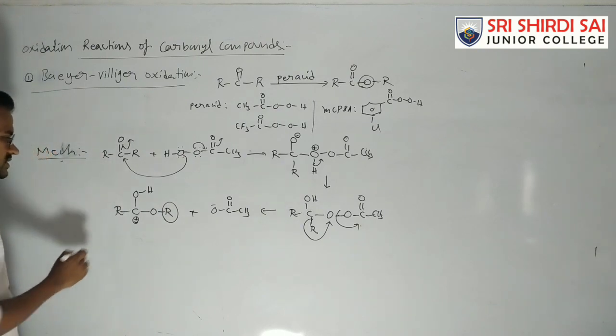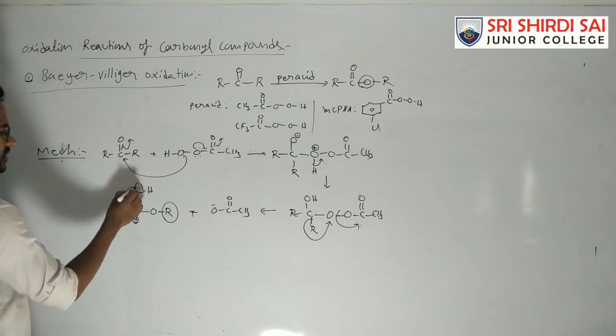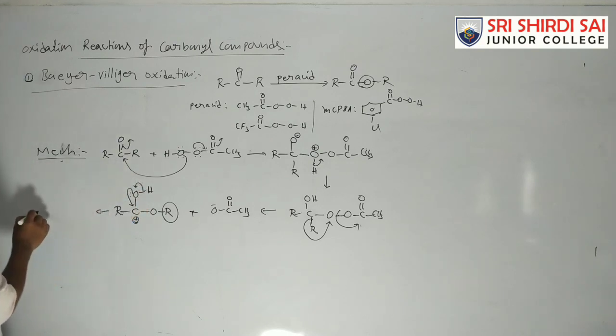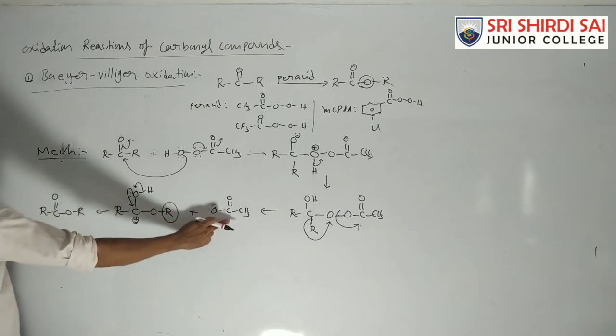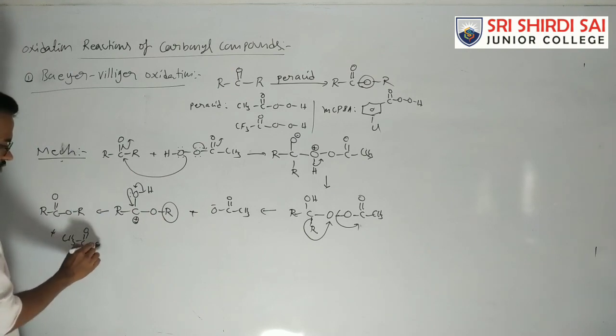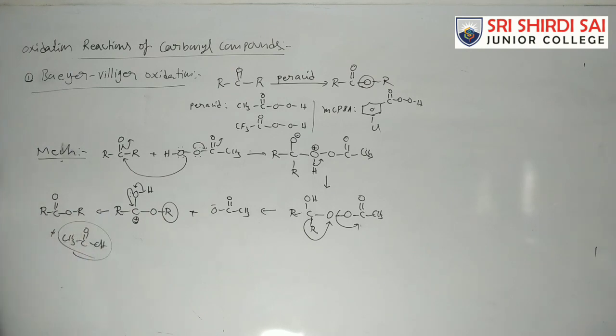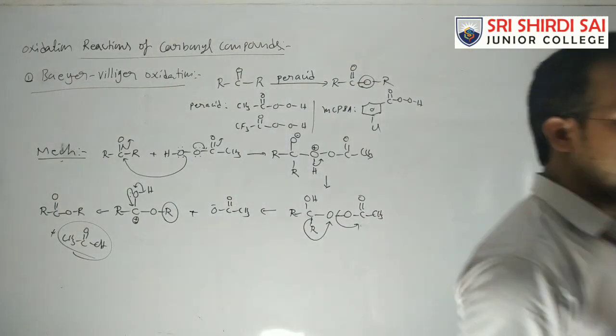So next here, this lone pair of electrons forms a pi bond and loss of H plus. So here in this case, RC double bond O R plus, this acetate ion accepts the proton. So CH3 C double bond OH, acetic acid is one of the side products. So in this case here ketones are converted to esters.